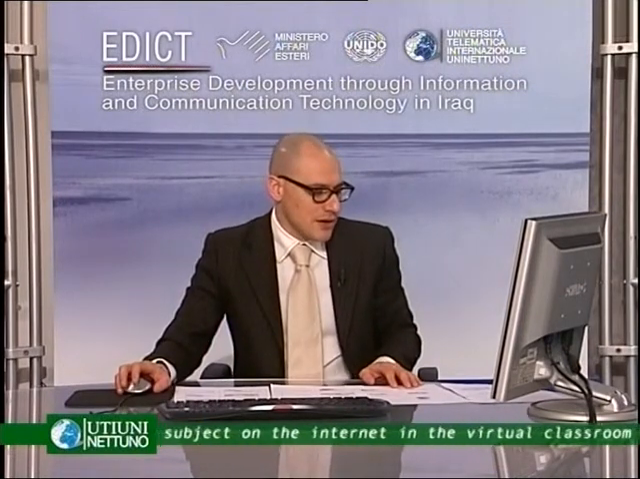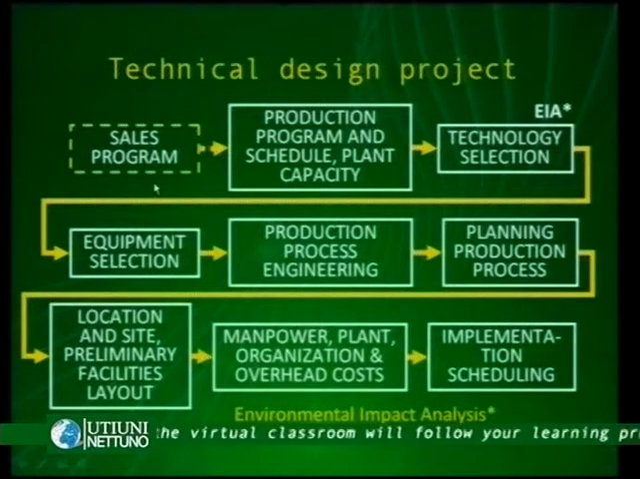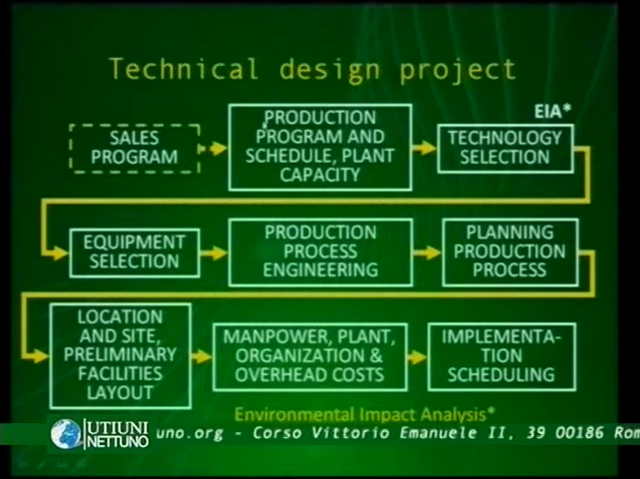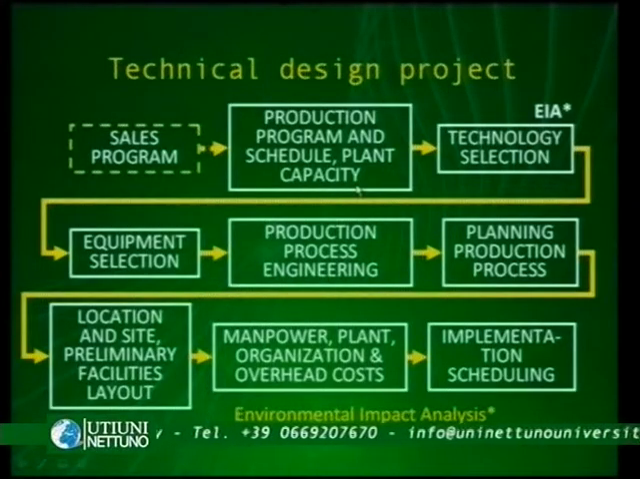Just to give you an idea of how to design the project, the technical design project could be pictured this way. We start from the sales program, as we've seen during our last class. That could be considered the input for the production plan. Then we have production program and schedule, plant capacity, which means that once we have programmed and scheduled the activities related to production, we can deal with the definition of the plant capacity if we have to install it, or if the plant is already existing, we have to define a policy for the exploitation of such capacity.